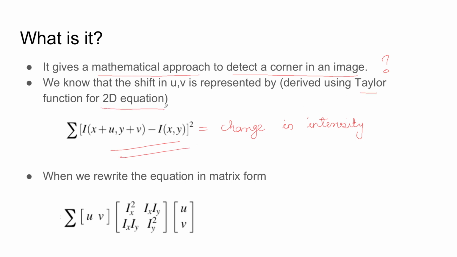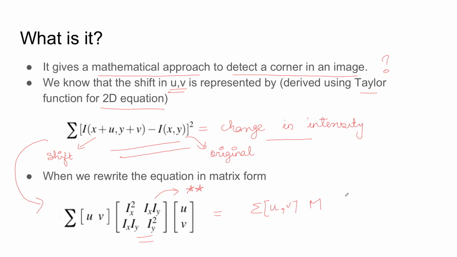I've listed a link below. This part of the equation represents the shifted intensity, where the shift is u and v, and this part represents the original intensity. So it's basically the new intensity minus the original, which gives us the change in intensity. If we rewrite this equation into a matrix form, we derive something similar, where this matrix is of the most importance. If we do a bilinear approximation of this equation, where the shift is really small, we derive something like this.